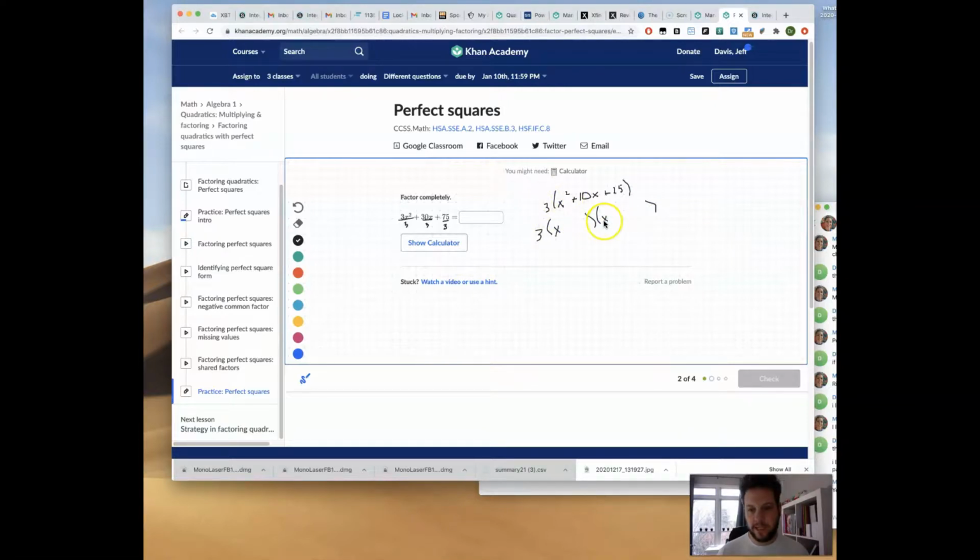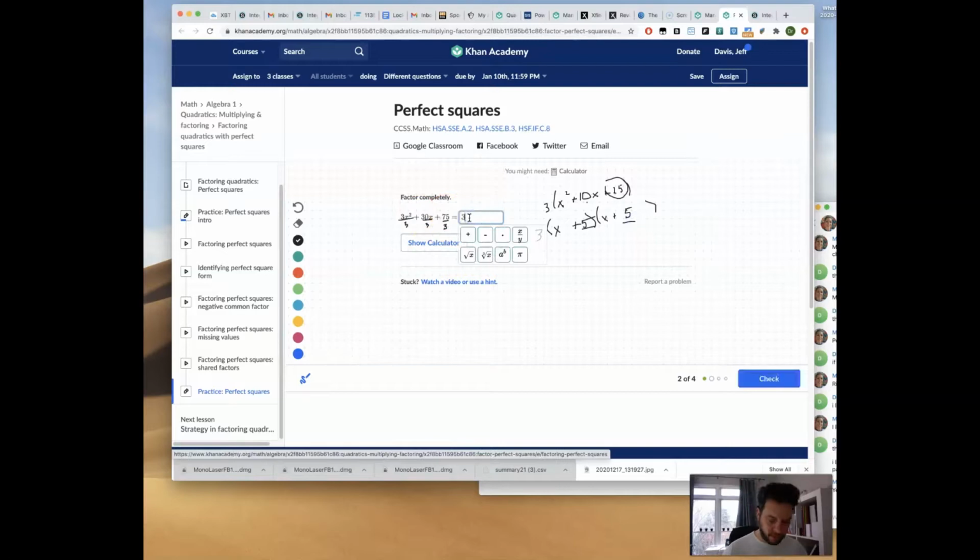X squared must have been x and x. And then what two numbers multiply to 25 and add up to 10 is plus 5 plus 5. We kind of know because it's the perfect squares section. These two numbers should probably be the same. And then don't forget about that 3 that you took out at the very beginning.